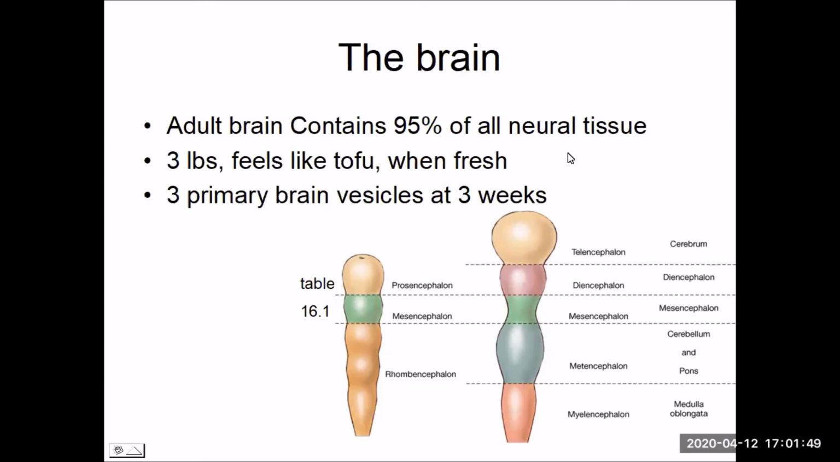Moving forward with the brain, a developed adult brain contains a large majority, so almost all, of our body's neural or nervous tissue contained in just one organ. So that developed brain, that large mass. And in fact, again, the large mass, about 3 pounds, is the weight for a developed brain.